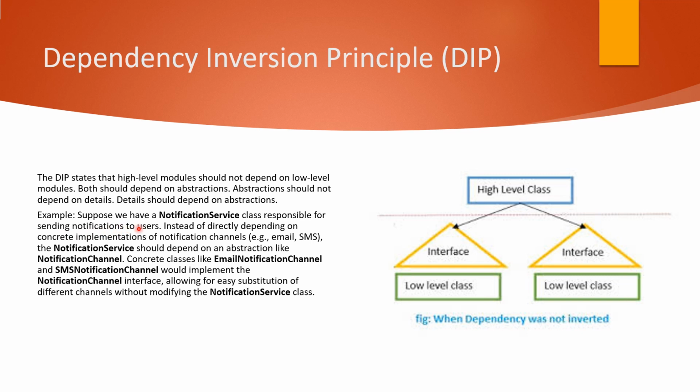Example: suppose we have a notification service class responsible for sending notifications to users. Instead of directly depending on concrete implementations of notification channels, for example email and SMS, the notification service should depend on an abstraction like notification channel. Concrete classes like email notification channel and SMS notification channel would implement the notification channel interface, allowing for easy substitution of different channels without modifying the notification service class.